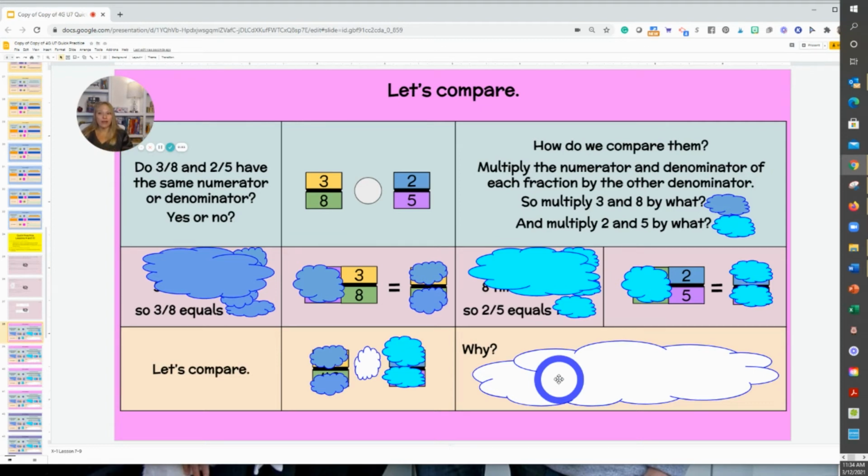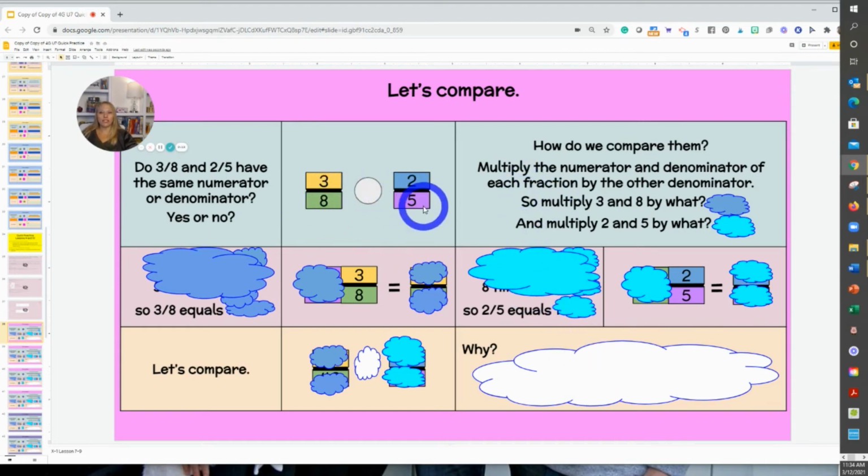How do we compare them? Class, multiply the numerator and the denominator of each fraction by the other denominator. It's a little bit wordy there for me, but you can decide how you want to say it. Essentially we're saying, boys and girls, I would maybe add some questions here. Do they have the same numerator or the same denominator? No. Is one a factor of the other? No. Boys and girls, how do we compare them?